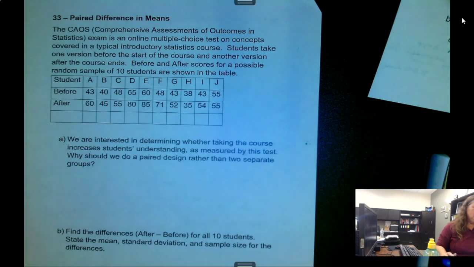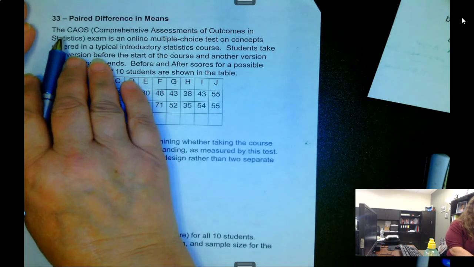Okay, we have one more set of problems working with means, but now we have a paired difference in means. And they're paired because it is important that you work with the difference for each group individually. It may also be called a mean difference, so the mean of the differences.